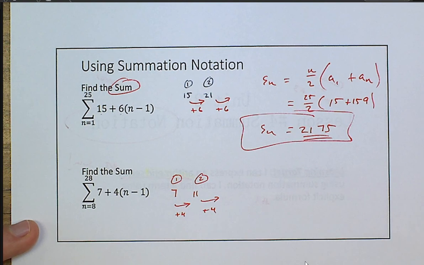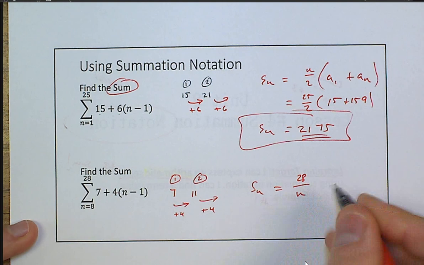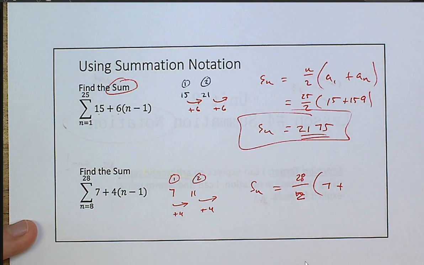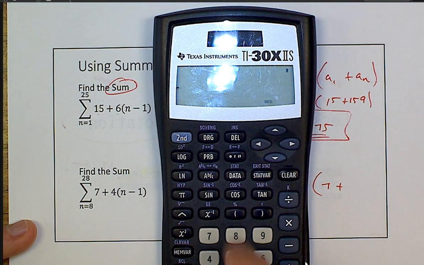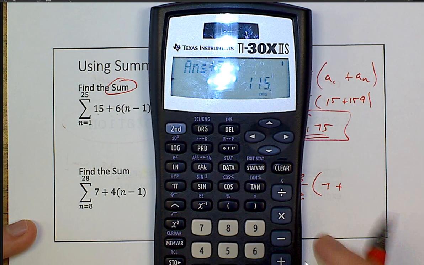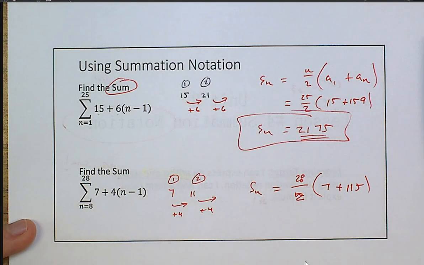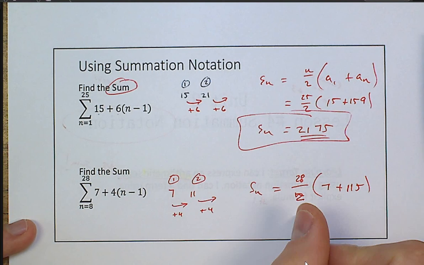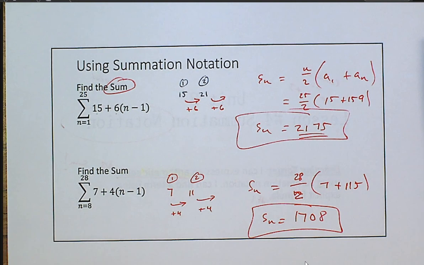So if I'm finding the sum, I'm going to have 28 terms over 2. My first term is a 7. My last term I have to find. Again, I find that by just plugging 28 in for n. So 28 minus 1 is 27, times 4, and then I'm going to add that to 7. It equals 115. So 115 goes there. I'm going to add 7 to that, equals, and then times that by 14, and I get 1708. So the sum of that sequence is 1708.